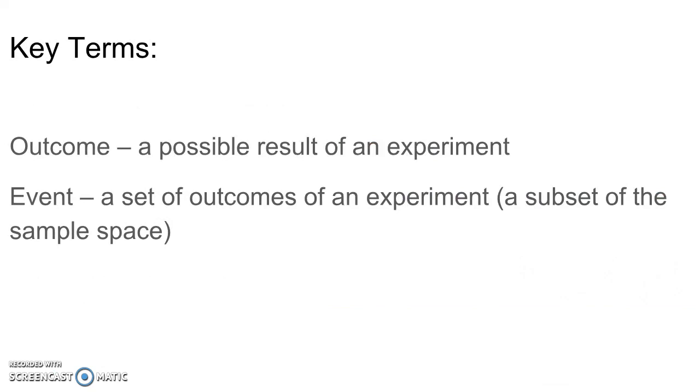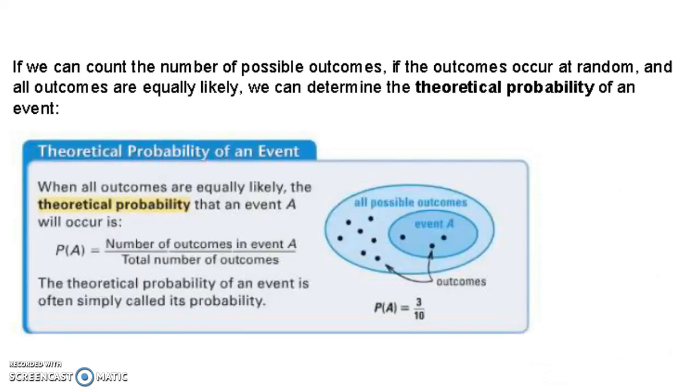The first is outcome, which is a possible result of an experiment. If we have a set of outcomes, we consider that an event, and that's a subset of the entire sample space. So just a reminder on probability, if we can count the number of possible outcomes, if all those outcomes occur at random and all the outcomes are equally likely, if all three of those things are in place, then we can do something called calculating theoretical probability of an event. And that is the number of outcomes of the desired event, which our graphic calls event A, the thing that we're trying to get probability on, and we're going to divide that by the total number of outcomes.